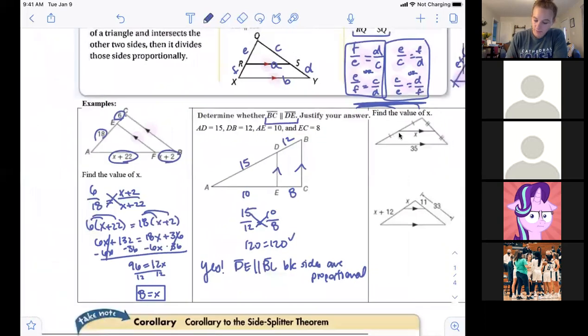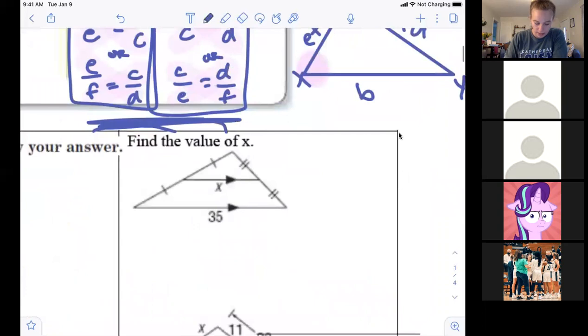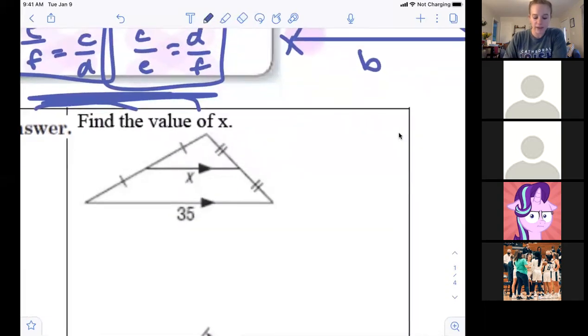All right, keep moving. Oh, I got 2 over here. All right, let's zoom in on the top one. Find the value of x. We got this shape and all I have is x. Oh, I'm going to argue this isn't a side splitter. This is something different. Do we know what segment x is?